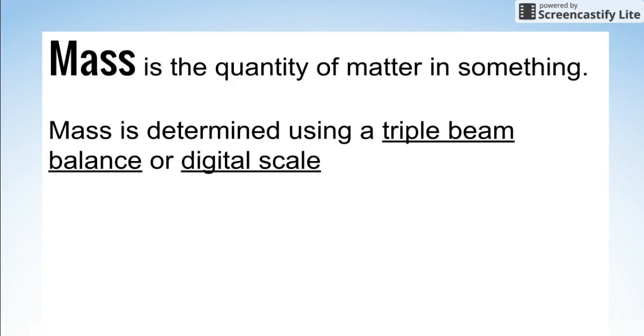When we look for mass, we use the instrument, a triple beam balance or a digital scale. This year in 6th grade, you will be using both of these instruments. The basic unit of mass is a gram. By saying basic unit, that means everything is based on tenths of a gram. We might talk about small amounts, such as a milligram, or larger amounts, such as kilograms.